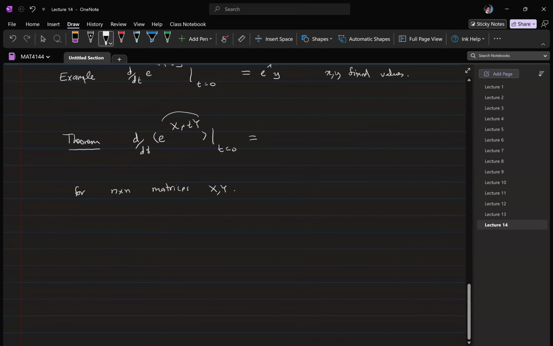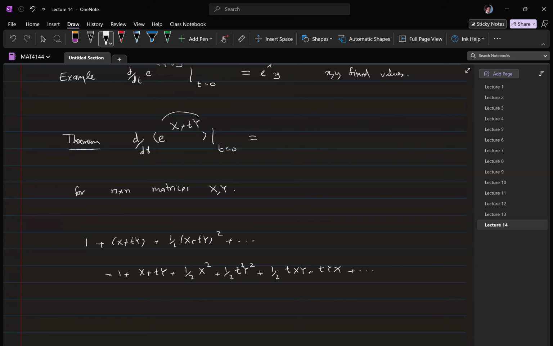So let's write the power series. What is the power series for e to the x plus ty? This is going to be 1 plus (x plus ty) plus 1/2 (x plus ty) squared plus some other terms. Let's now expand and differentiate. So this is 1 plus x plus ty plus 1/2 x squared plus 1/2 t squared y squared plus 1/2 t(xy plus yx) and so on, the other terms. Okay. So now let's differentiate with respect to t.